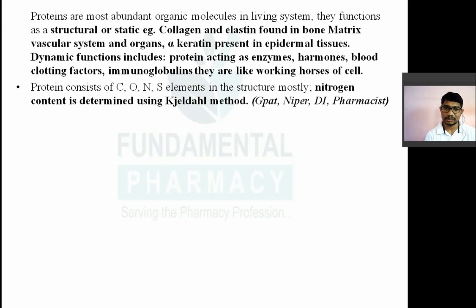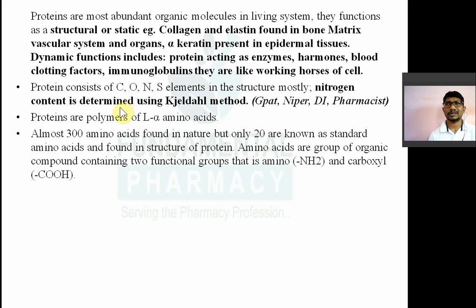Then proteins are nothing but polymers of amino acids. They are particularly polymers of L alpha amino acids. What are the amino acids? Amino acids are the building blocks for the protein molecule. They are the monomers for the protein molecule. Where is protein made from? It is made from amino acids. So what is an amino acid?